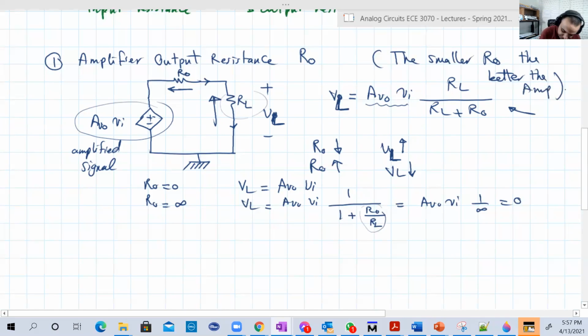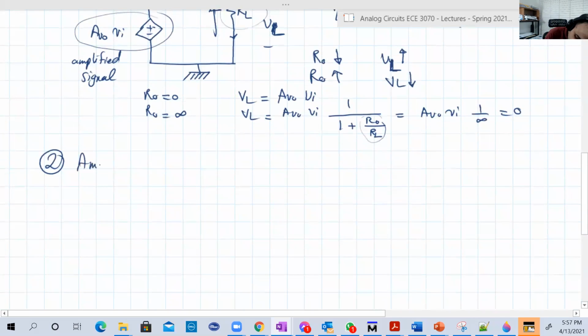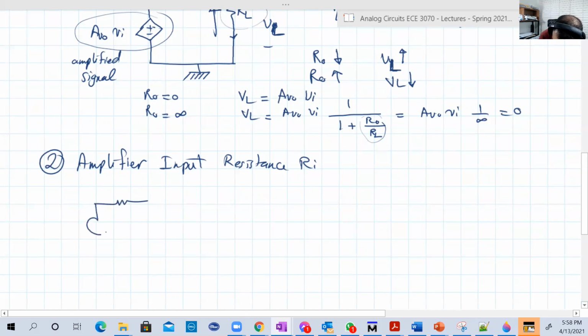Good. Number 2. The amplifier input resistance is this time Ri. Do we want Ri to be big, high, or low, or small? Okay. Again, draw the input side now. I'm gonna draw V signal and R signal, and Ri.